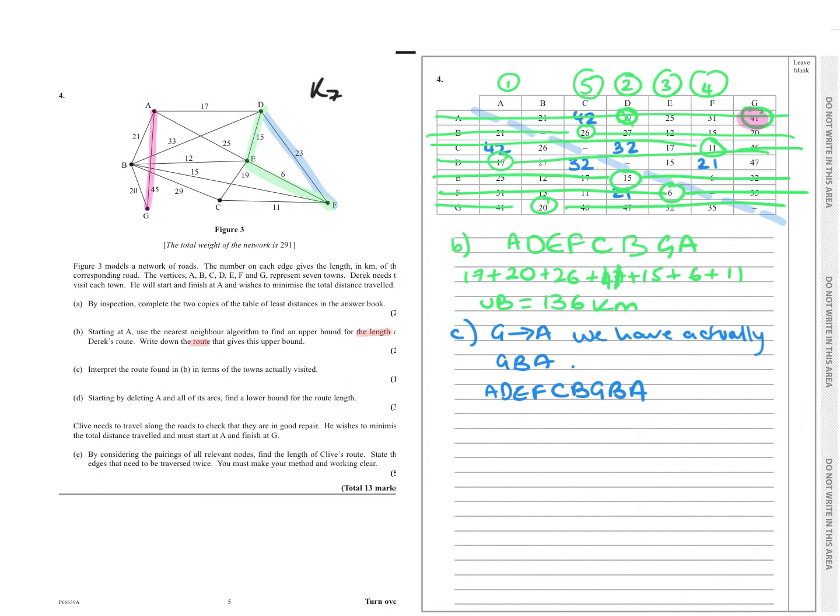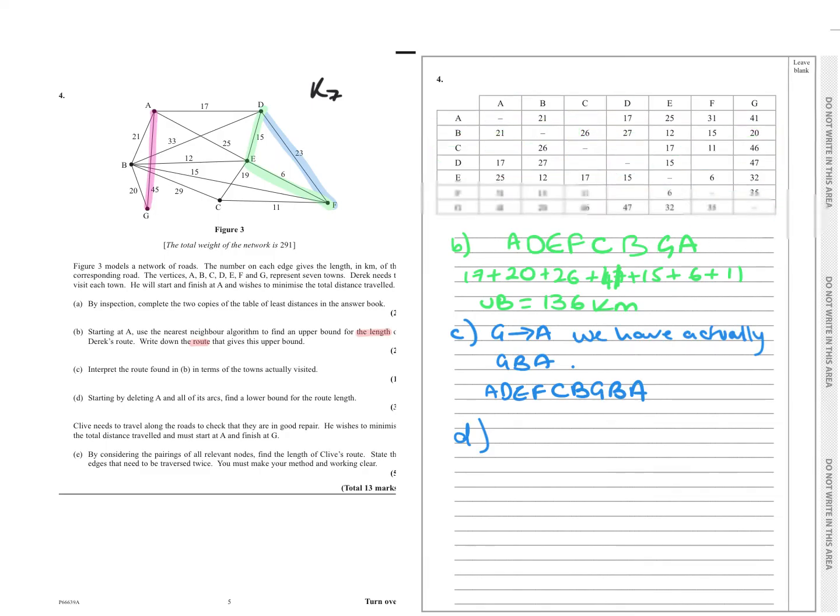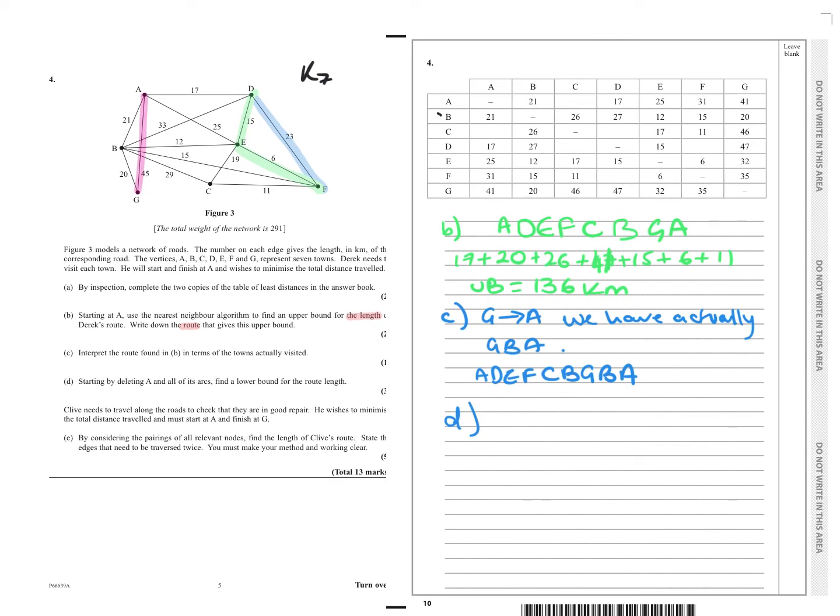Okay, next up, we have D. Starting by deleting A and all of its arcs, find a lower bound. Now, as you noticed in that previous question, we didn't use the 42, 32 or 21. I'm going to now rub this away, and we know we don't need that for the rest of the thing. So it says by deleting A. So I delete A, and then now what I'm going to do is find a lower bound.